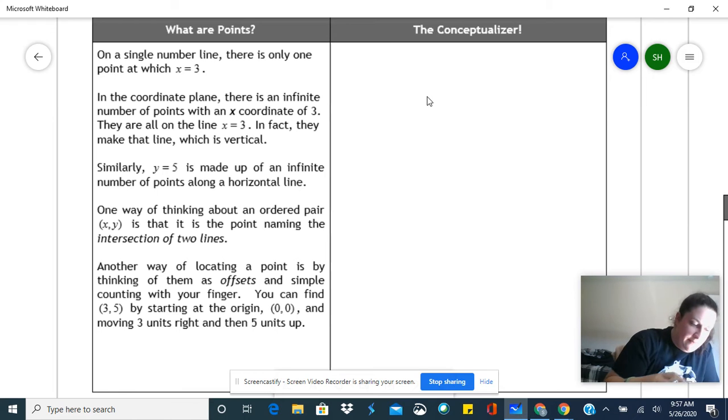So here is, let's see, can I add an object?